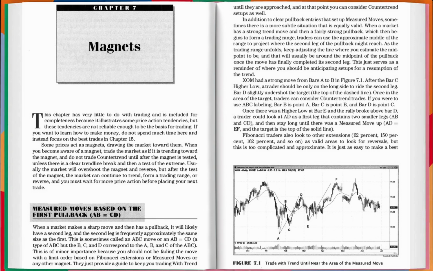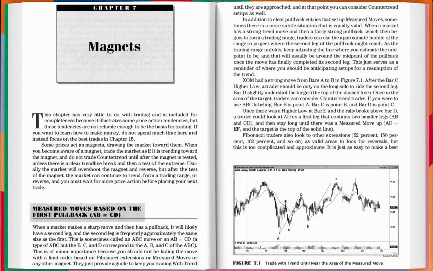This is of minor importance because you should not be fading the move with a limit order based on Fibonacci extensions or measured moves or any other magnet. They just provide a guide to keep you trading with trend until they are approached, and at that point, you can consider countertrend setups as well.